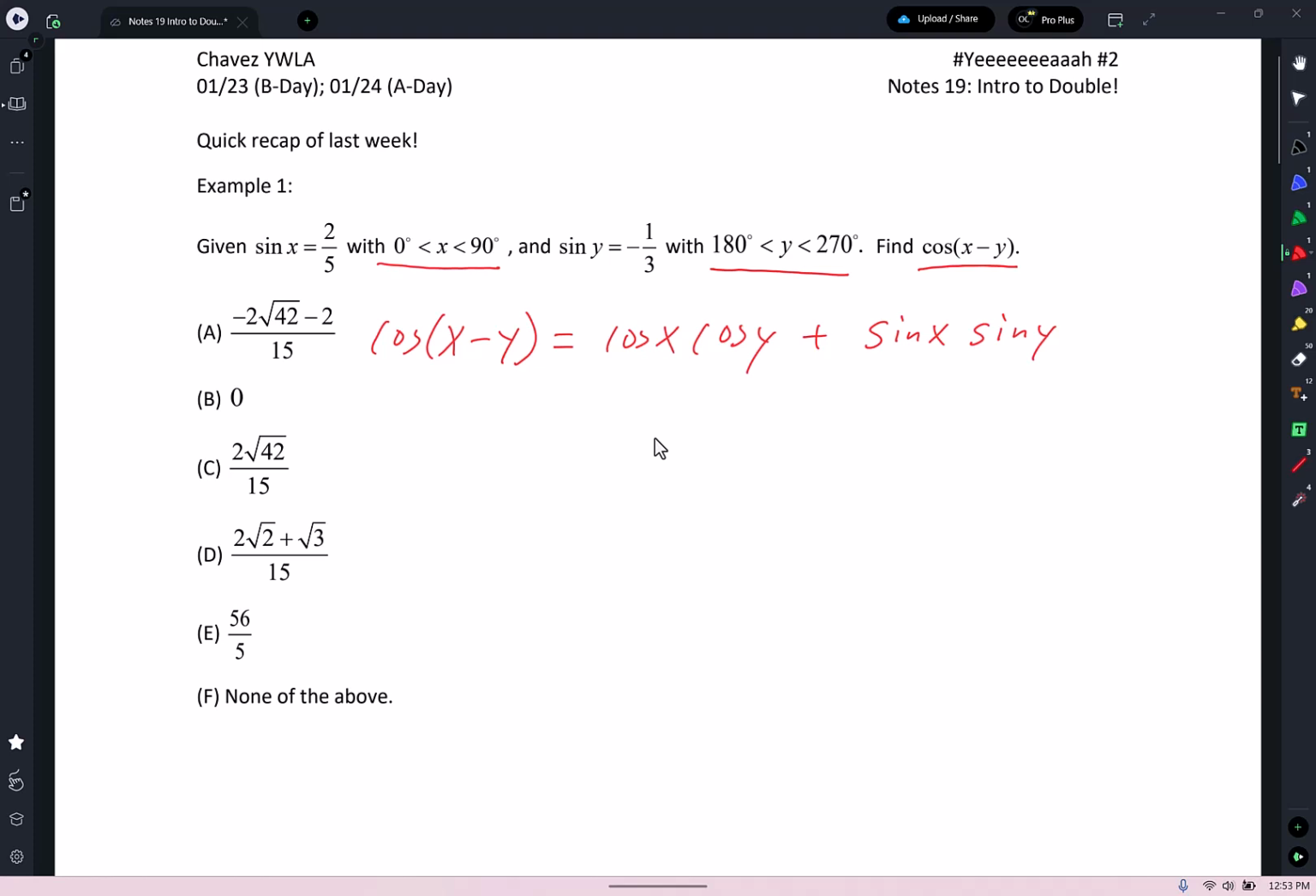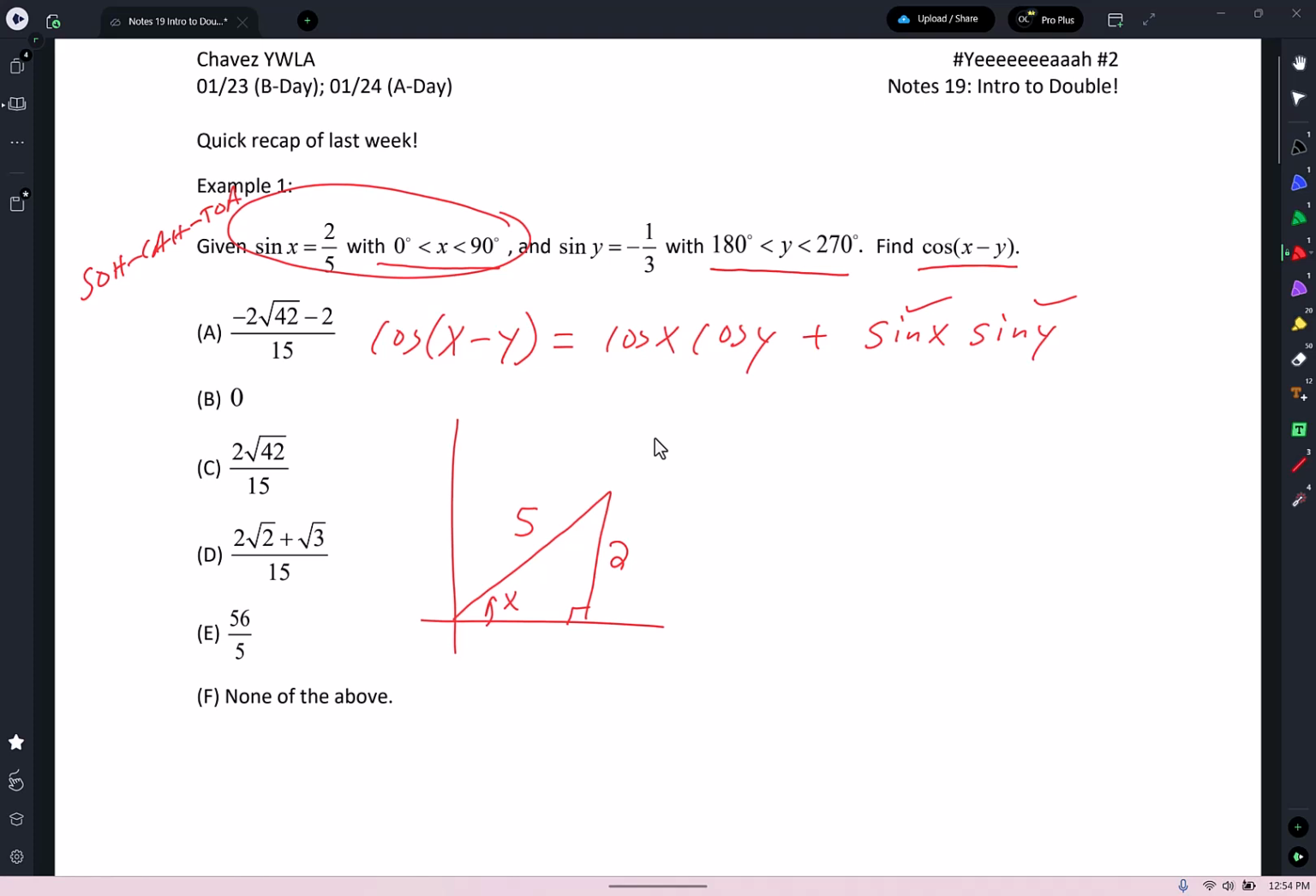All right, so what do I have? I have sine x and I have sine y, so I need cosine x and cosine y. This is in quadrant 1 because it says angle x is between 0 and 90. So here's quadrant 1. Here's my reference triangle. This is angle x, and sine x is 2/5. Sine is opposite over hypotenuse, so if you want to write SOHCAHTOA somewhere, SOHCAHTOA. So sine is opposite over hypotenuse, 2 and 5.